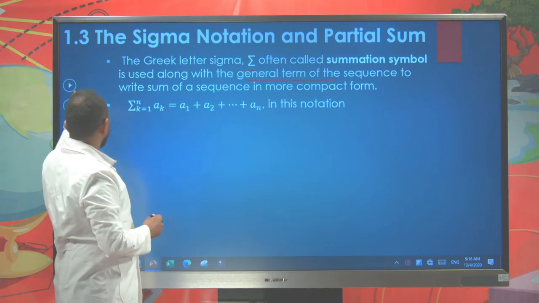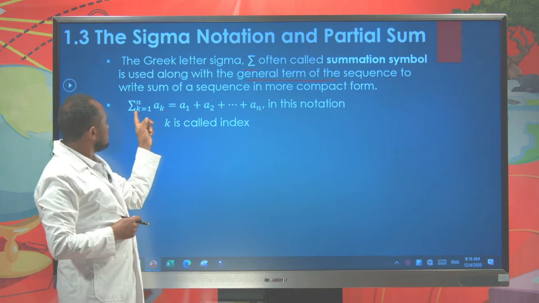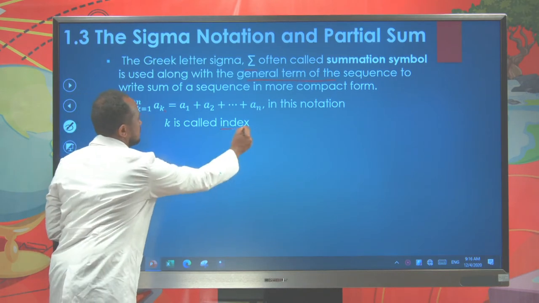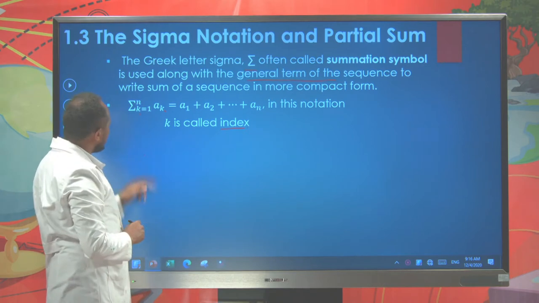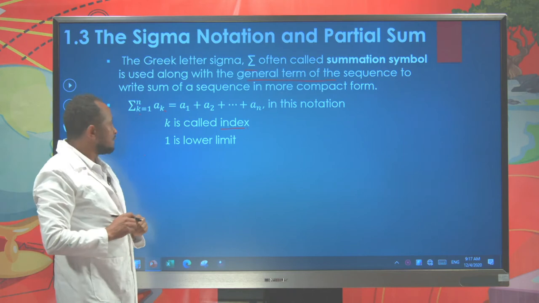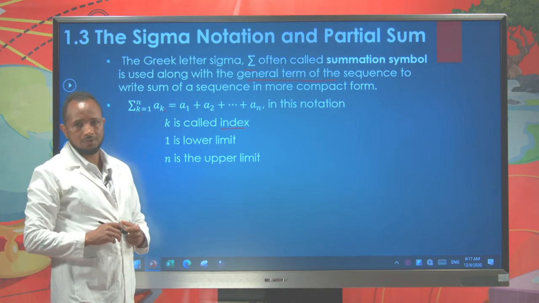In this summation notation, we call this k an index. k is the index. This one we call the lower limit, and n is the upper limit.